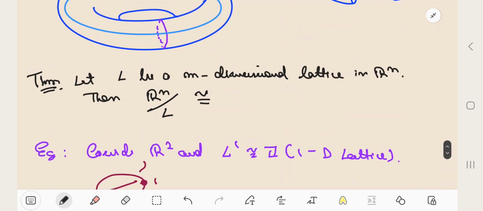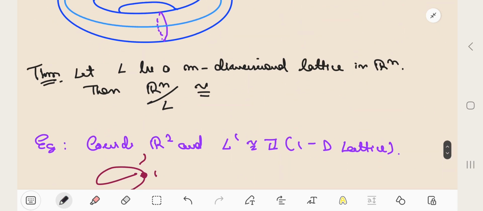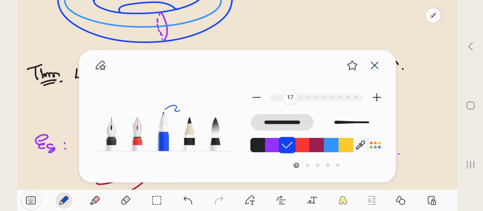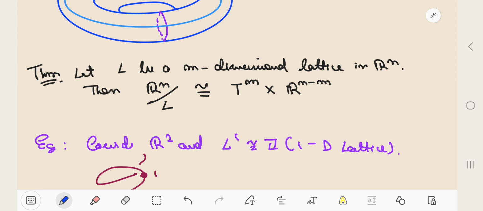So where did I write the theorem? So Rn mod L will be isomorphic to, so L is an m dimensional lattice, so corresponding to it we will get an m dimensional torus, and the rest of the Euclidean space will just be filled by the n minus m dimensional Euclidean space. Clear? And the proof of this is very simple.